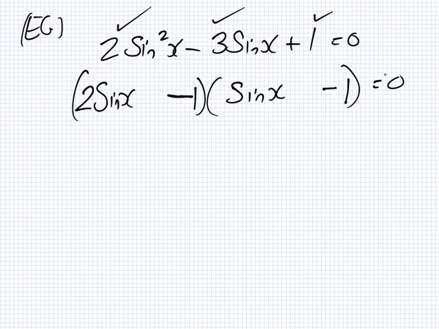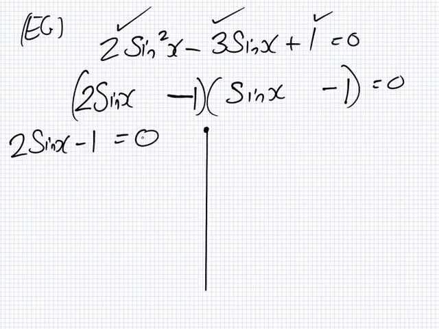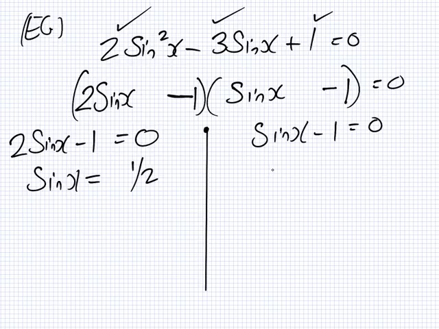So although it looks complicated, you actually just have a quadratic, and really now all that happens is you have two equations to solve. The first one is 2 sine x minus 1 equals 0, and the second one is sine x minus 1 equals 0. So this is sine x equals a half. And this one here is sine x equals 1.